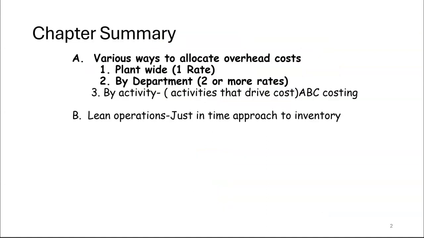So again, we have three methods that can be used. One is to do one rate, which is for the whole plant. Another is to do by department, and the other is to use what we call ABC costing. And then the last thing we go over is the just-in-time approach to inventory. What just-in-time is about is you keep the minimum amount of inventory so that you don't have a high inventory level, and when you get orders, you order.